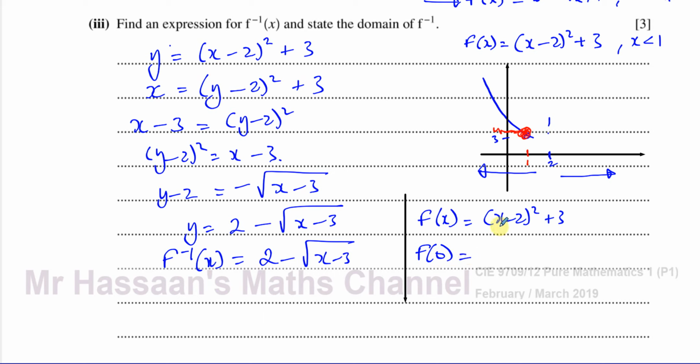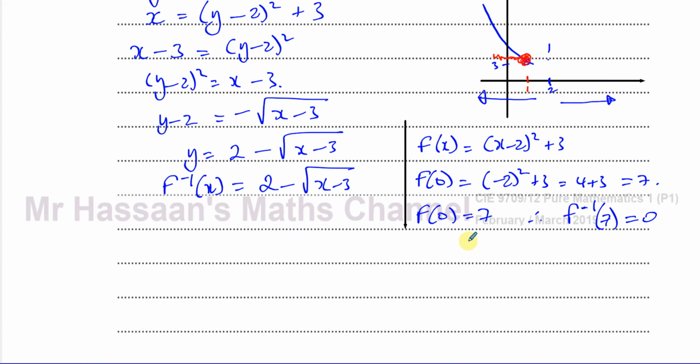If you put 0 into the original function, you're going to have minus 2 squared plus 3, which is 4 plus 3, which is 7. Okay, so we know that f(0) equals 7. Therefore, if you put 7 into the inverse function, it has to give you 0, because the inverse function undoes or reverses the original function. So if putting 0 into the original function gives you 7, putting 7 into the inverse function must give you 0. So let's see what happens when we put 7 into the inverse function.